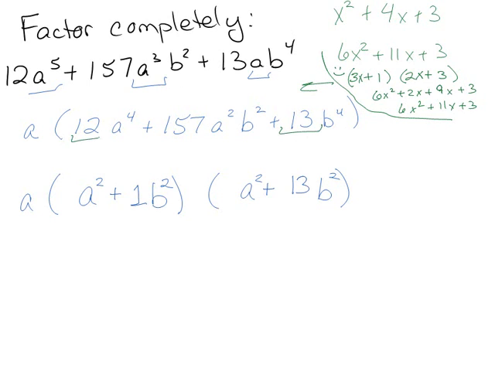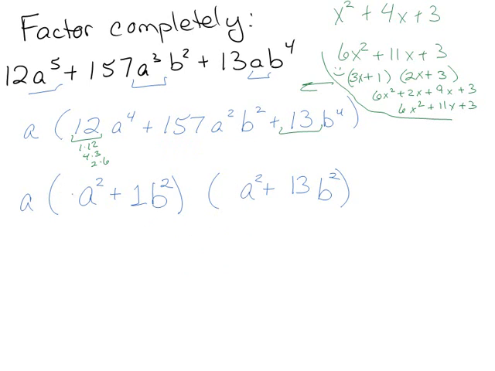Now, over here for the 12, I've got to figure that out. I've got a lot of options for the 12. I've got 1 and 12, I've got 4 and 3, and I've got 2 and 6, and I'm just going to have to mess with this until I figure it out. So I'm going to start off with 1 and 12. If I multiply that out, I still have the 12 in the front, which is good. If I do inner and outer, my outer gives me 13a squared b squared, and my inner gives me 12a squared b squared. That adds up to 25a squared b squared, which is nowhere near the 157 I need.